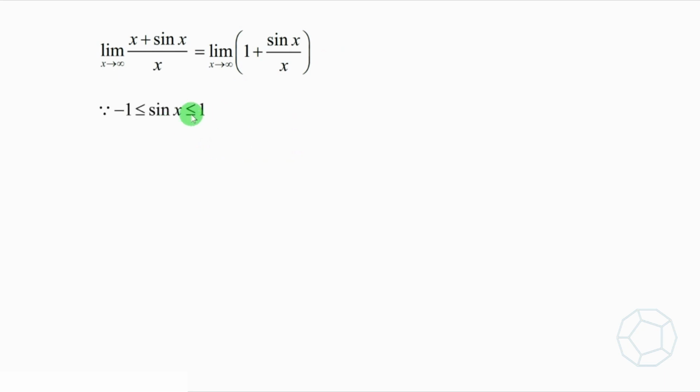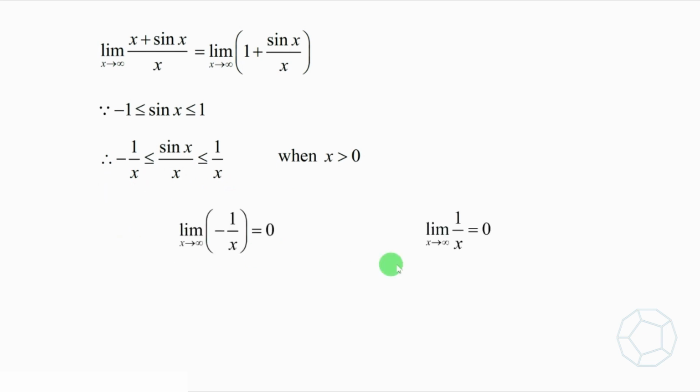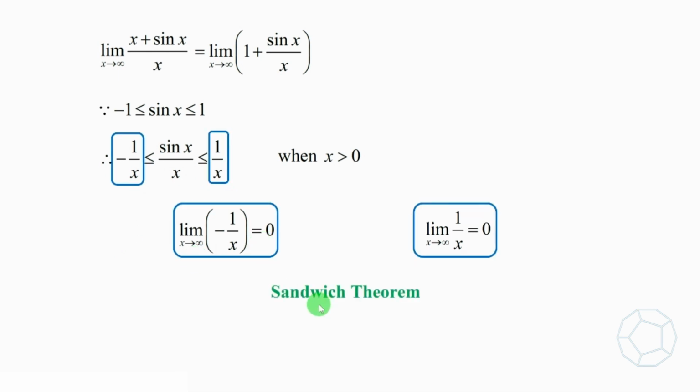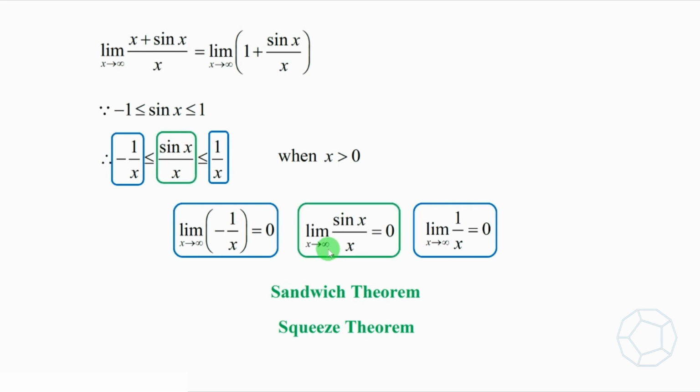Because sine x is between 1 and -1, therefore when x is larger than 0, sine x over x is between 1 over x and -1 over x. Because the limits of 1 over x and -1 over x are both 0 when x tends to infinity, by the sandwich theorem, or we can also call it the squeeze theorem, the limit of sine x over x is 0 when x tends to infinity. So the original limit is equal to 1 plus 0, which is 1. This is the first situation where L'Hopital's rule is not applicable.